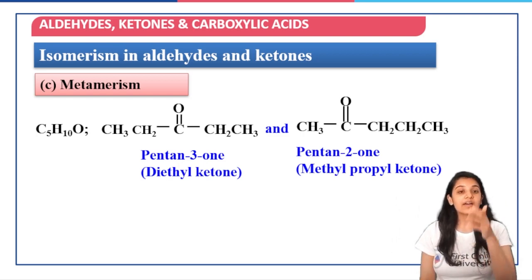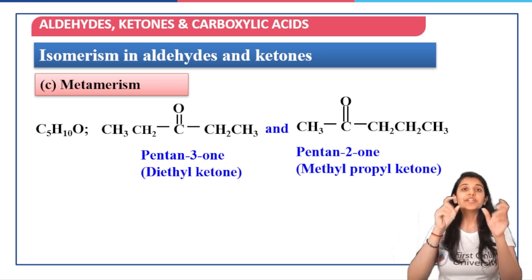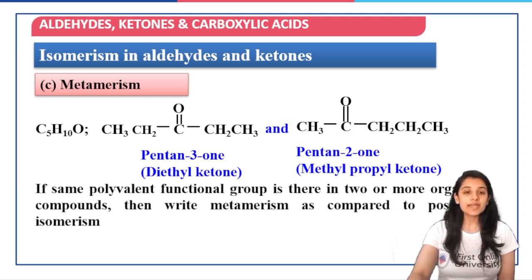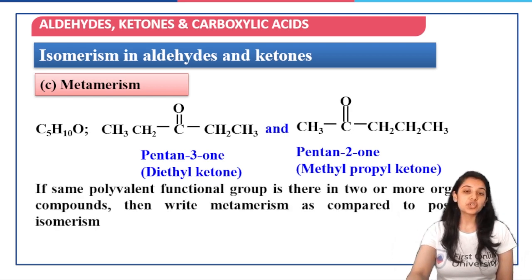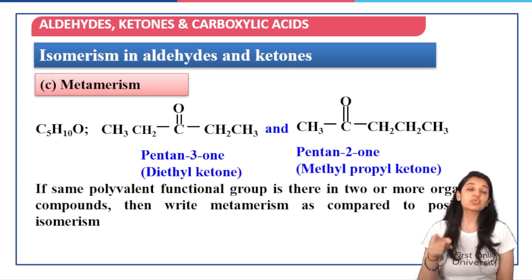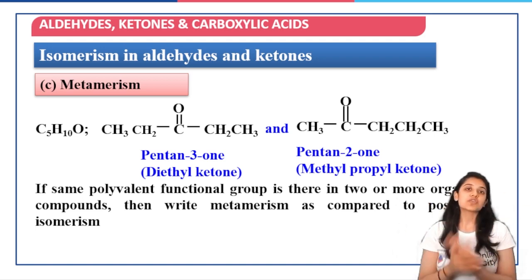When we have the variation in the number of carbon atoms or the substituents on both the sides of the functional group, we call that metamerism. So if the same polyvalent functional group is present in two or more organic compounds, then you have to write metamerism as compared to position isomerism. Position isomerism is a change with respect to the position of the functional group, and metamerism is a change with respect to the substituents that are present on both the ends of the functional group.